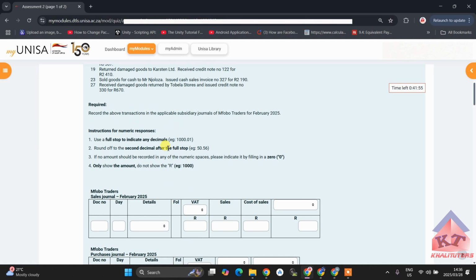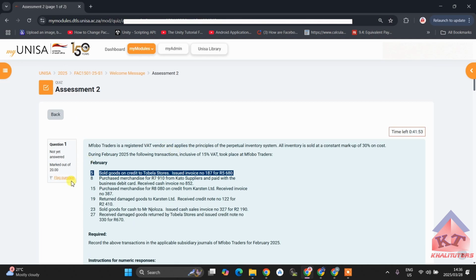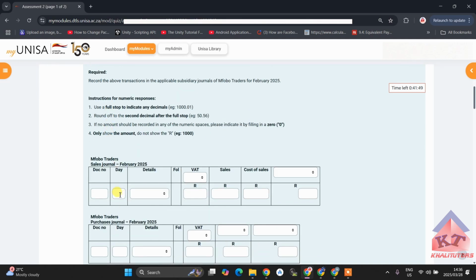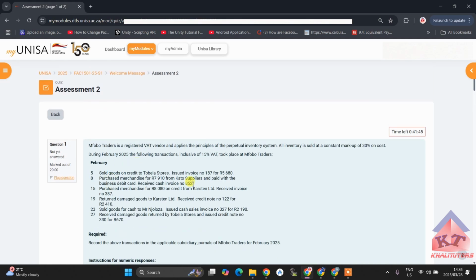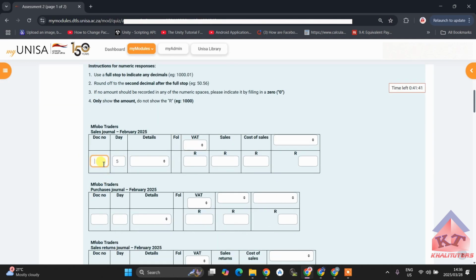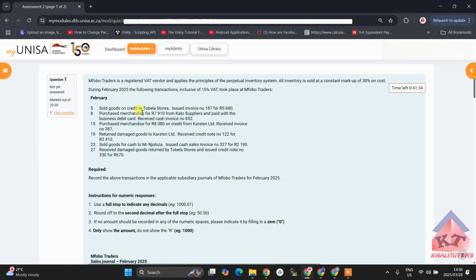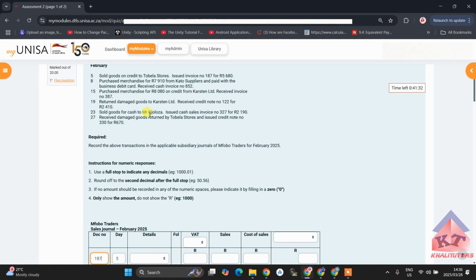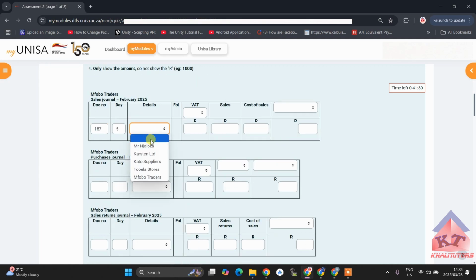This one will be recorded in your sales journals. Okay, first we need to record the day. This is the 5th, so just write 5, and then the invoice number, it's 187. Okay, invoice or document number 187, and they sold this to who? To Thobela stores. The details, you are going to include Thobela stores.